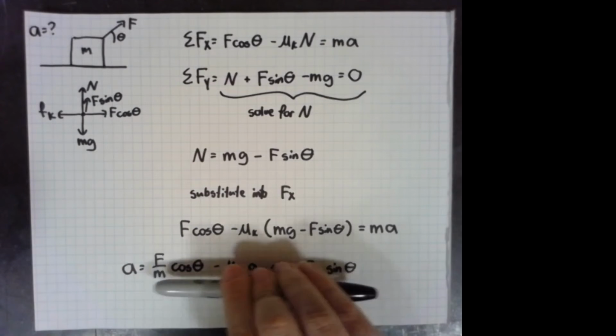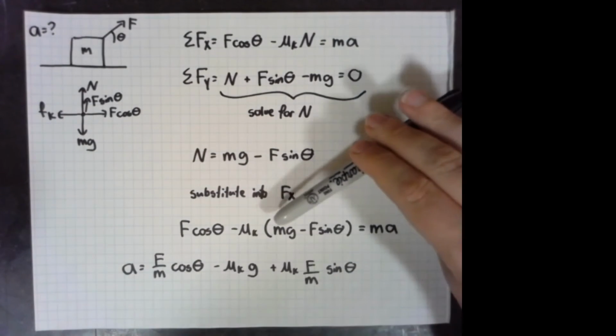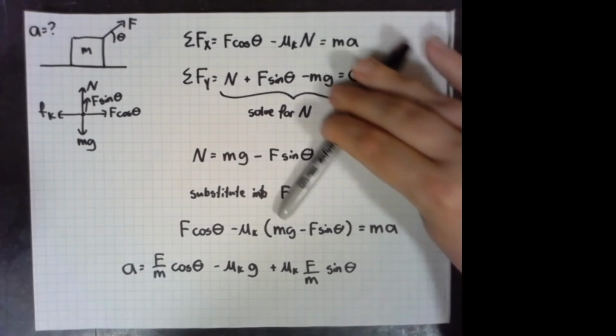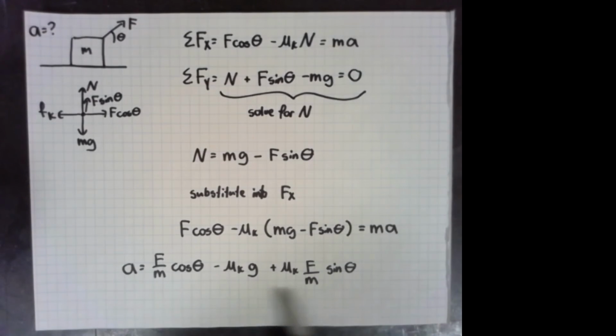Should we pull at a shallow angle? Should we pull at a steep angle? The actual answer is the best acceleration occurs at some angle in between. I'm not going to solve this, but I'll leave this as an exercise for you. At what angle, theta, would we get the largest possible acceleration? It's an interesting little problem. So I hope this is helpful for you.